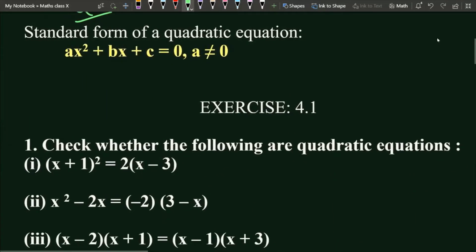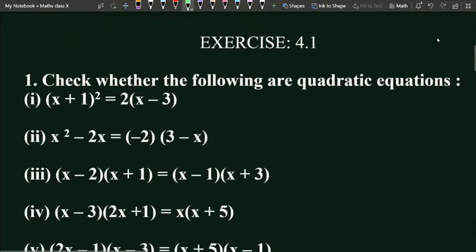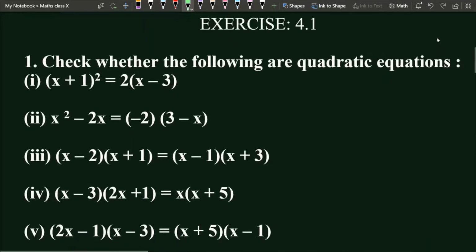So you see, this is the standard form of a quadratic equation: ax square plus bx plus c equals 0, where a is not equal to 0. Remember it. Now let us move to exercise 4.1. It says: check whether the following are quadratic equations. x plus 1 whole square.